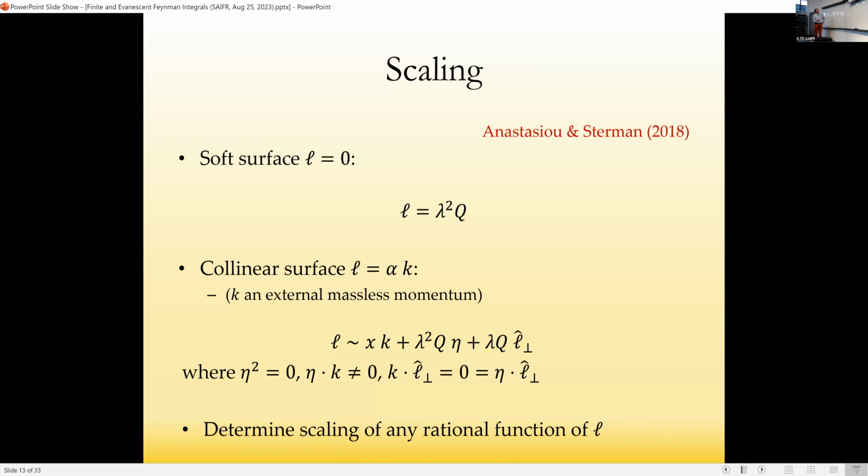And again, generically, the collinear surface is where you're going to get some combination of loop momenta that is proportional, with some constant of proportionality alpha, to an external massless momentum. And there you're going to parameterize it in this form. There's a part which is going along the massless momentum, and then there are orthogonal directions. One is given by eta, which should also be a light-like vector that is not collinear to k. And then there's an orthogonal direction, which should be orthogonal both to k and to eta.